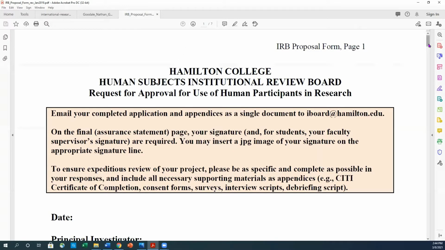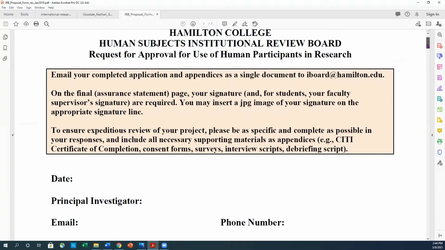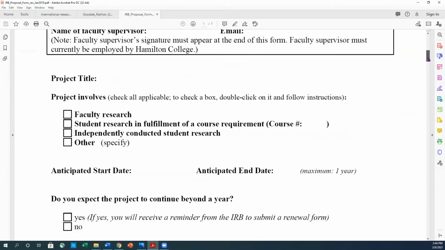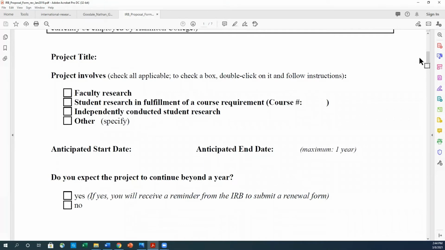Okay, so your opening page is pretty self-explanatory. One thing to note is right down here, anticipated start date. Now, while we try to turn around protocols in 2 weeks or less, protocols that require full board review can take longer. So you really need to plan ahead.